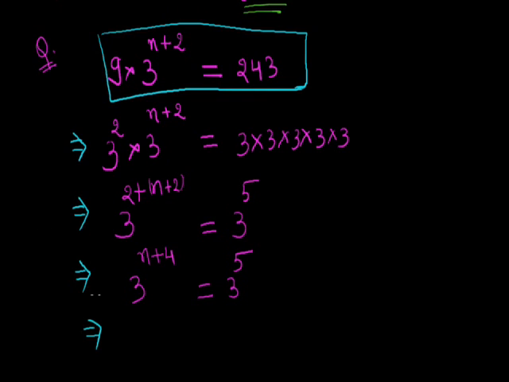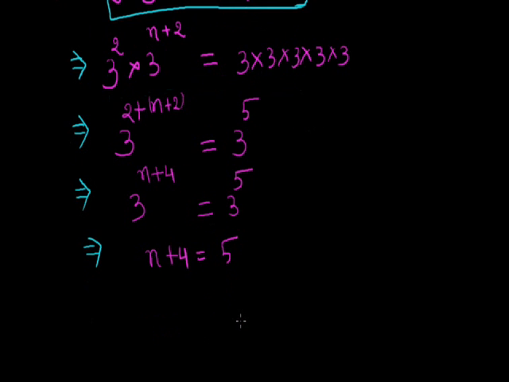Now by comparing the left hand side and right hand side, both the terms are having same base 3. So their exponents can be equated and we get the result as n plus 4 equals 5. So the value of n is, after transposing 4 to the other side, n is 5 minus 4, that is n equals 1. We get the answer n equals 1.